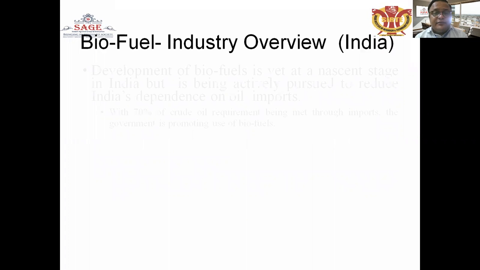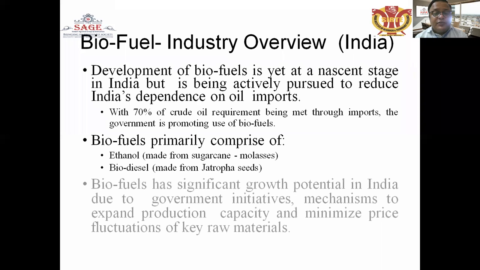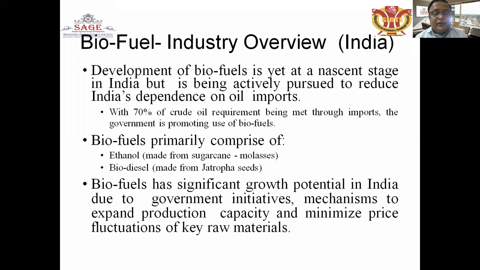Biofuel energy, that is the industry overview. Development of biofuel is at a nascent stage in India, but is being actively pursued to reduce India's dependence on oil imports. With 70% of the crude oil requirement being met through imports, the government is promoting the use of biofuels. Biofuels primarily comprise ethanol and biodiesel.